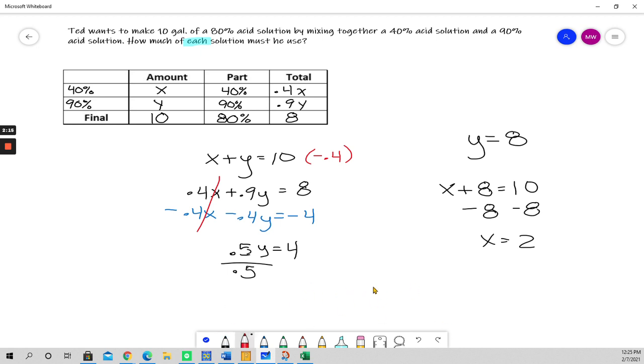It means Ted needs 2 gallons of the 90%. Or sorry, let me say that again. He needs 2 gallons of the 40%, because that was my x variable. And he needs 8 gallons of the 90%. That was my y variable.